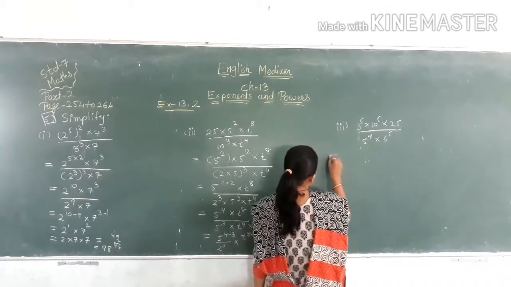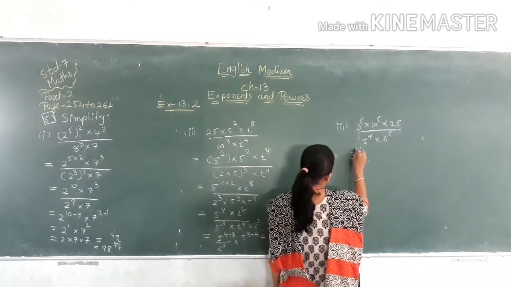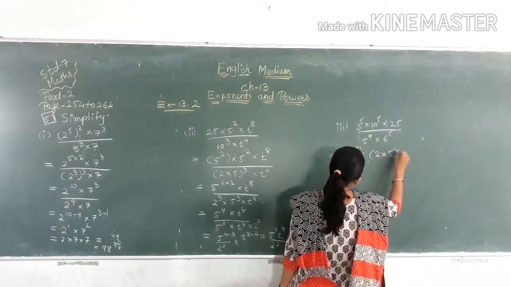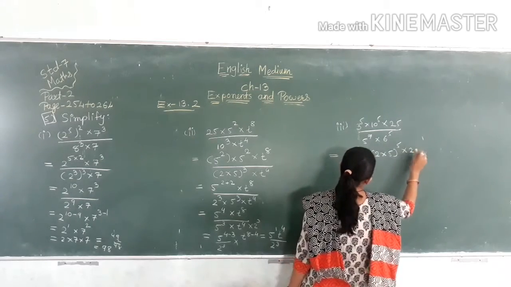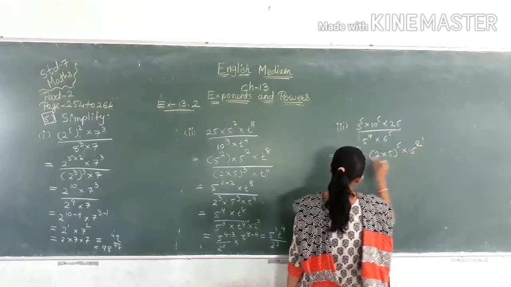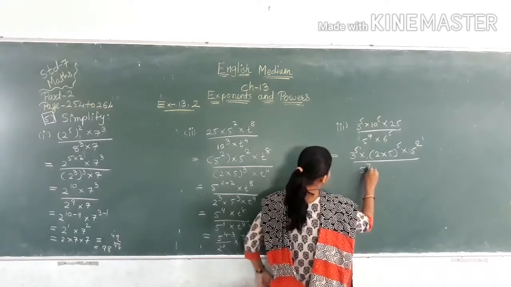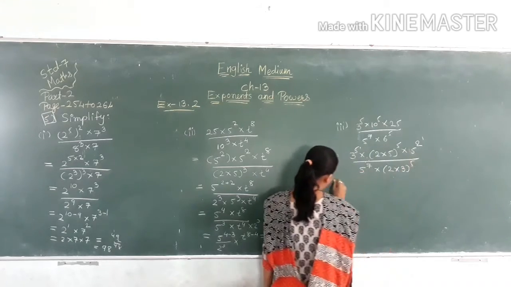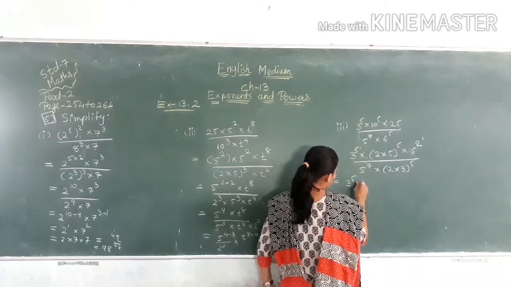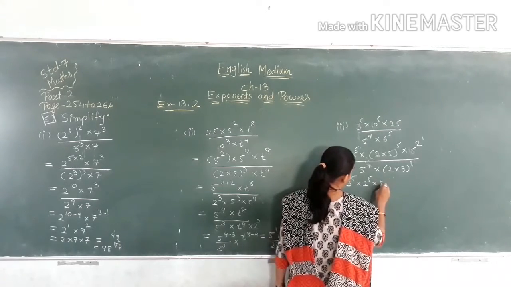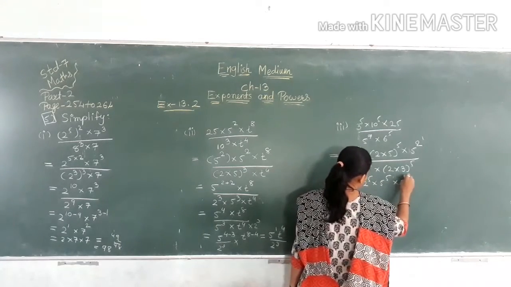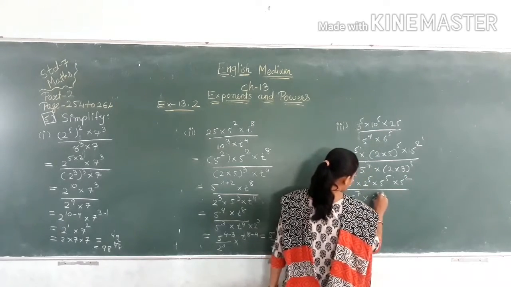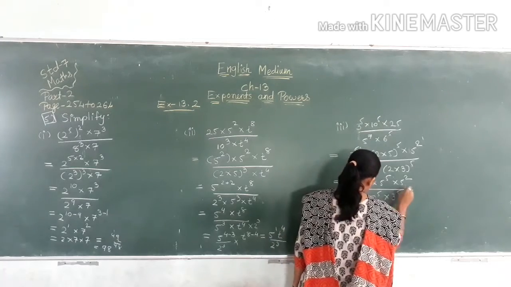Now next one, 3 raised to 5. Then 10, that means 2 multiplied by 5, is equal to 2 raised to 5. Multiply here 5 times 5 is 25, 5 raised to 2. Now 5 raised to 7, multiply 3 twos are 6, raised to 5. Now remove the bracket: 2 raised to 5 multiplied by 5 raised to 5 multiplied by 5 raised to 2, out of 5 raised to 7 multiplied by 2 raised to 5 multiplied by 3 raised to 5.